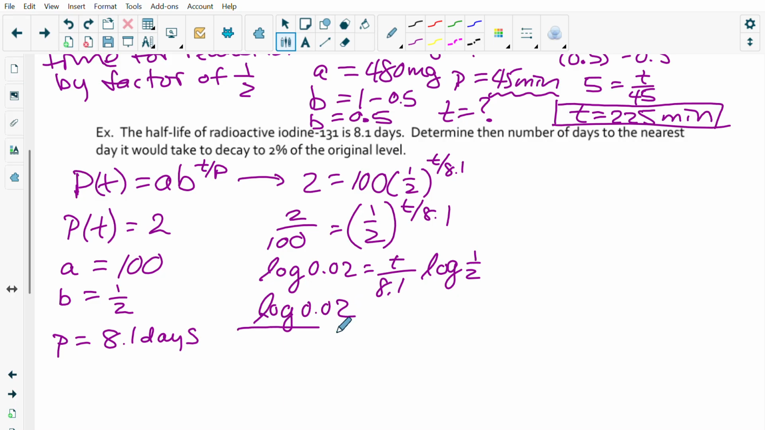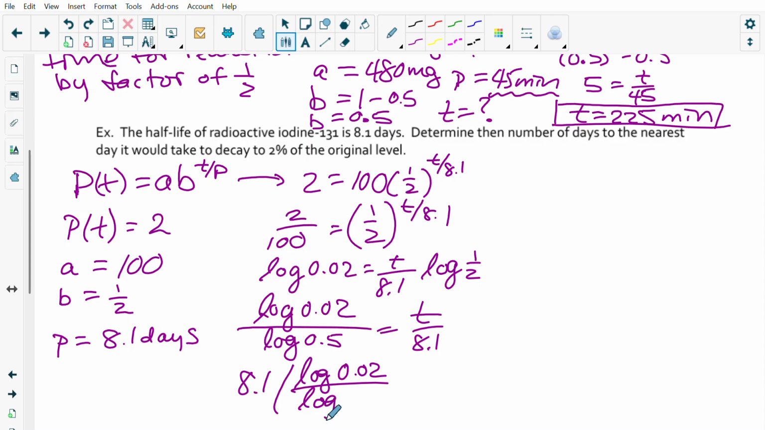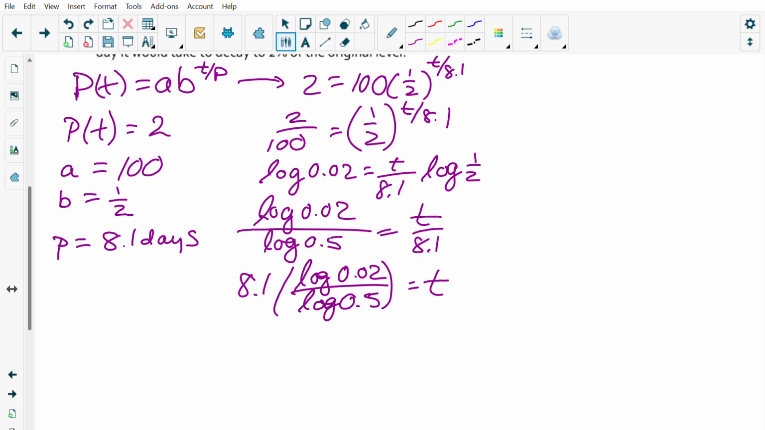That's log of 0.02 equals t over 8.1 log of 1/2. So that's log of 0.02 divided by log of, let me just turn that into a decimal, log of 0.5 equals t over 8.1. So that's 8.1 times log of 0.02 divided by log of 0.5, and that is my time value. Okay, and then I get t equals 46 days. So what does that mean? It takes 46 days for radioactive iodine 131 to decay to 2% of its original level.